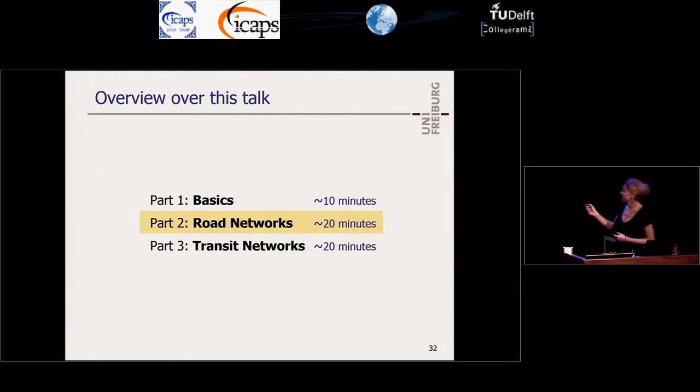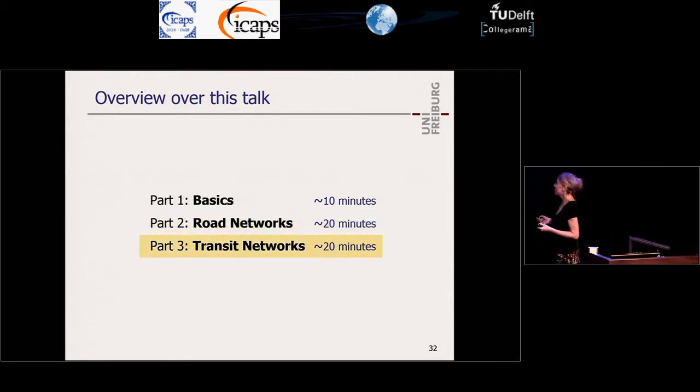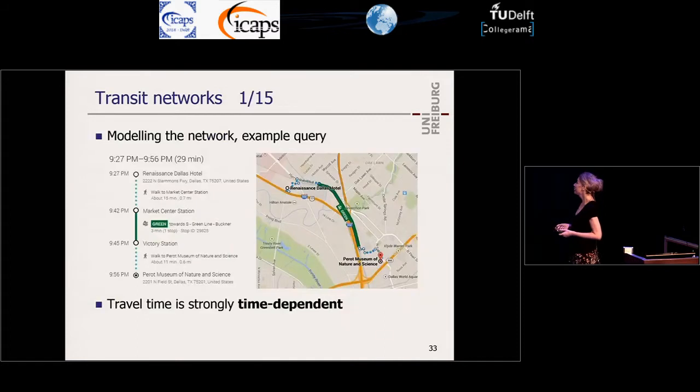Okay, so transit networks. So I have 20 minutes for transit networks. So what's different in transit networks? Public transit going by bus. Here's an example from a conference in Dallas. Here was the hotel. There was a museum. This was not related to the conference.